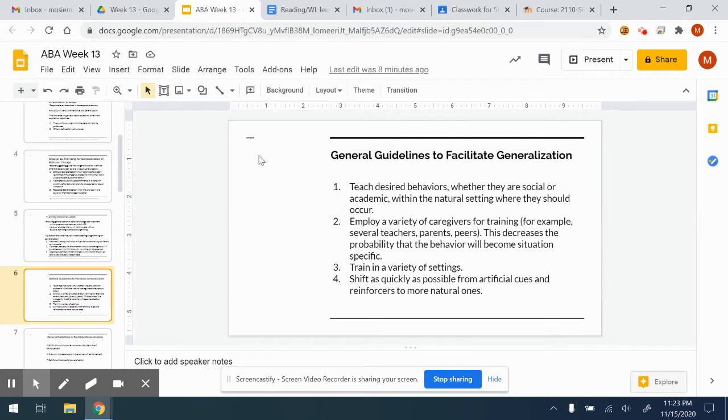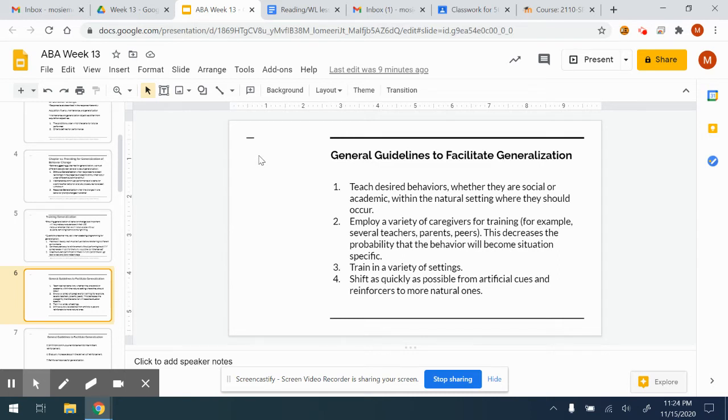So when you're building a behavior plan for a student, you really want to make sure that any adult working in the building knows exactly what that response is going to look like, so that the student doesn't grow to understand that it only applies in certain settings and not others. Which kind of leads into number 3, make sure that you train in a variety of settings. So again, the student understands that behavior is expected in all.